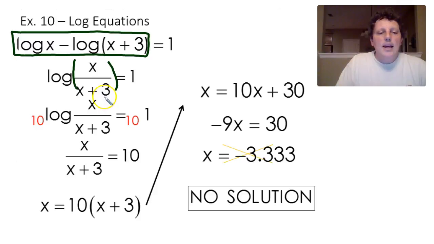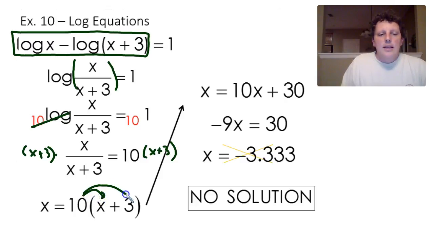At this point, I'm stuck. I've got to get rid of this logarithm by changing form. The easy way to do that, I think, is to use a base of 10 on both sides of the equal sign, because 10 to the log base 10 cancels out, leaving me with just x over x plus 3, and 10 to the first power is 10. At this point, I'm going to multiply both sides of the equal sign times the denominator of x plus 3 so that I can get rid of that denominator. So now I have x is equal to whatever 10 times x plus 3 is. I distribute the 10 to get 10x plus 30. I'm getting closer to an answer.